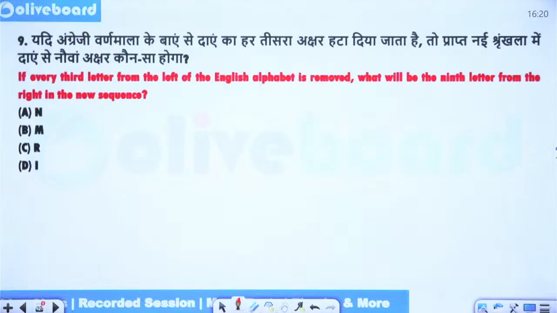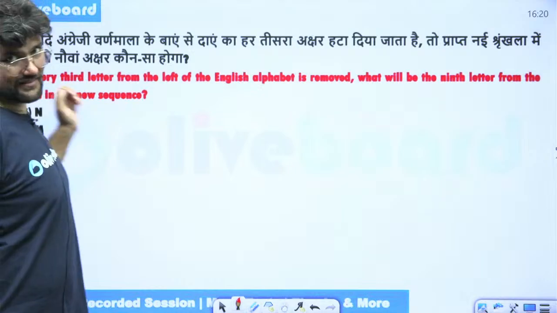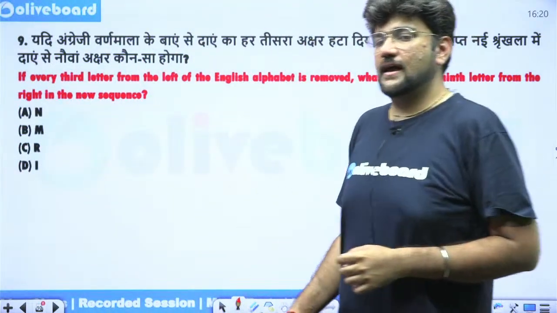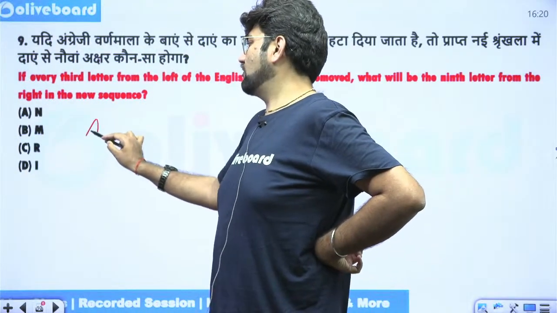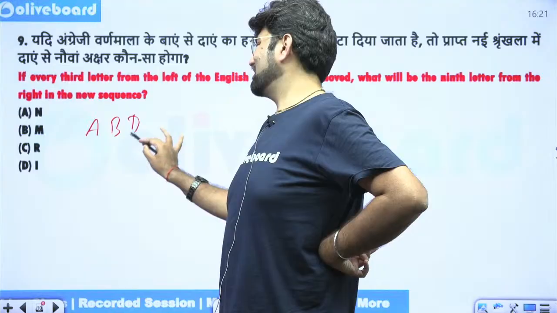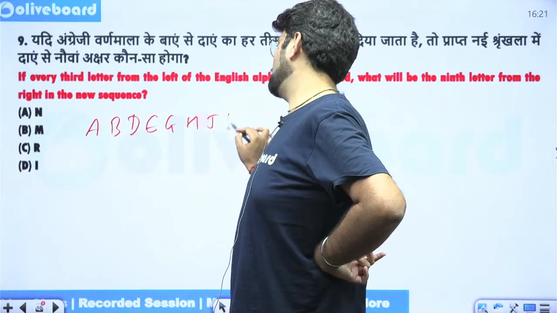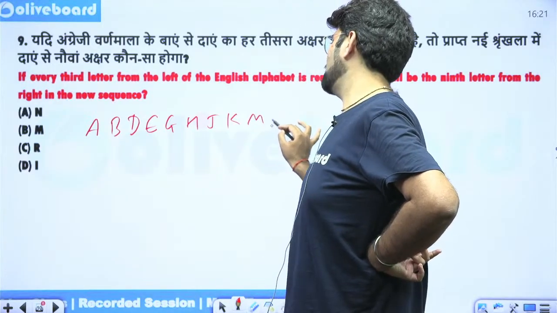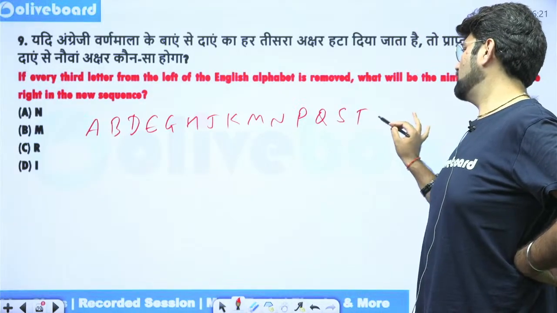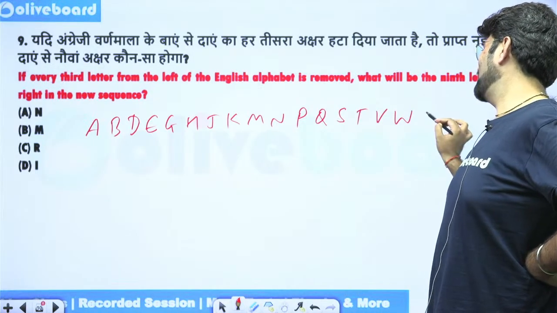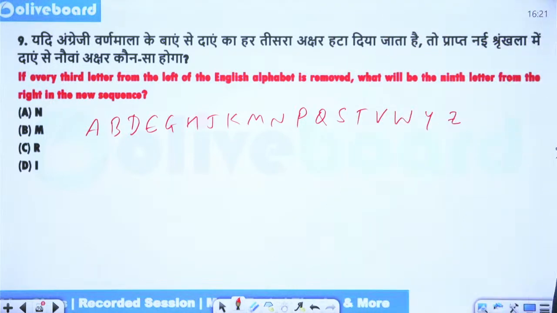If every third letter from the left of the English alphabet is removed, what will be the 9th letter from the right in the new arrangement? Have to draw the new one. Okay, every third letter is removed implies that you will remove all the multiples of 3, right? So what will we write? We will write A, B, D, E, G, H, J, K... Okay, 3 third letters removed. Now need 9th letter from the right.